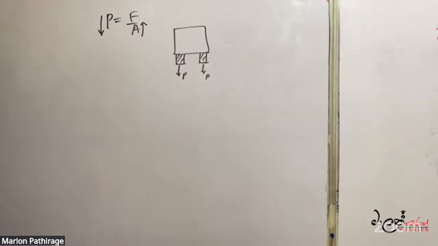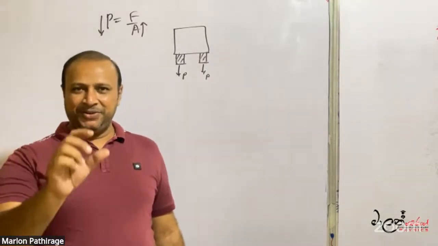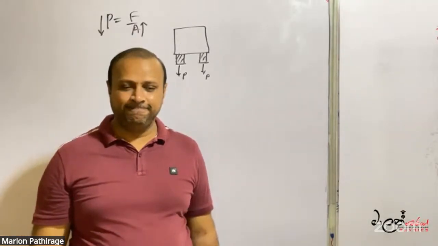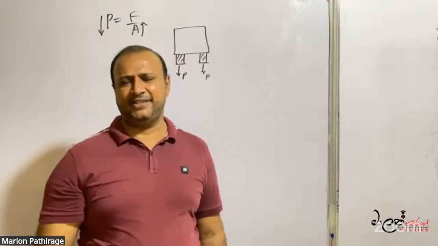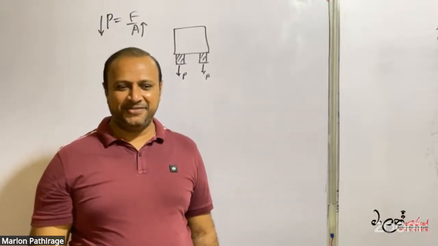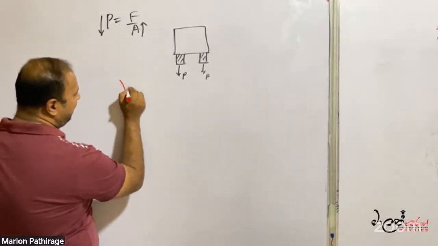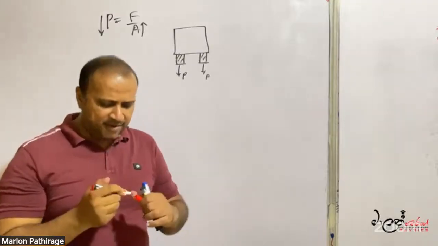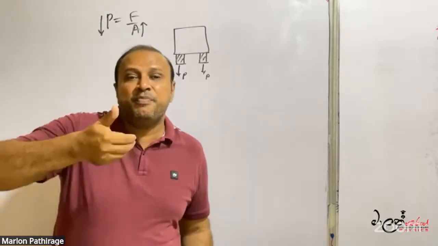Example. Yes, knife. You know the blade of the knife, it is very, very sharp. So what is the reason? Sharp means the area of that position is very low. Therefore, by applying a very small force, we can create high pressure.